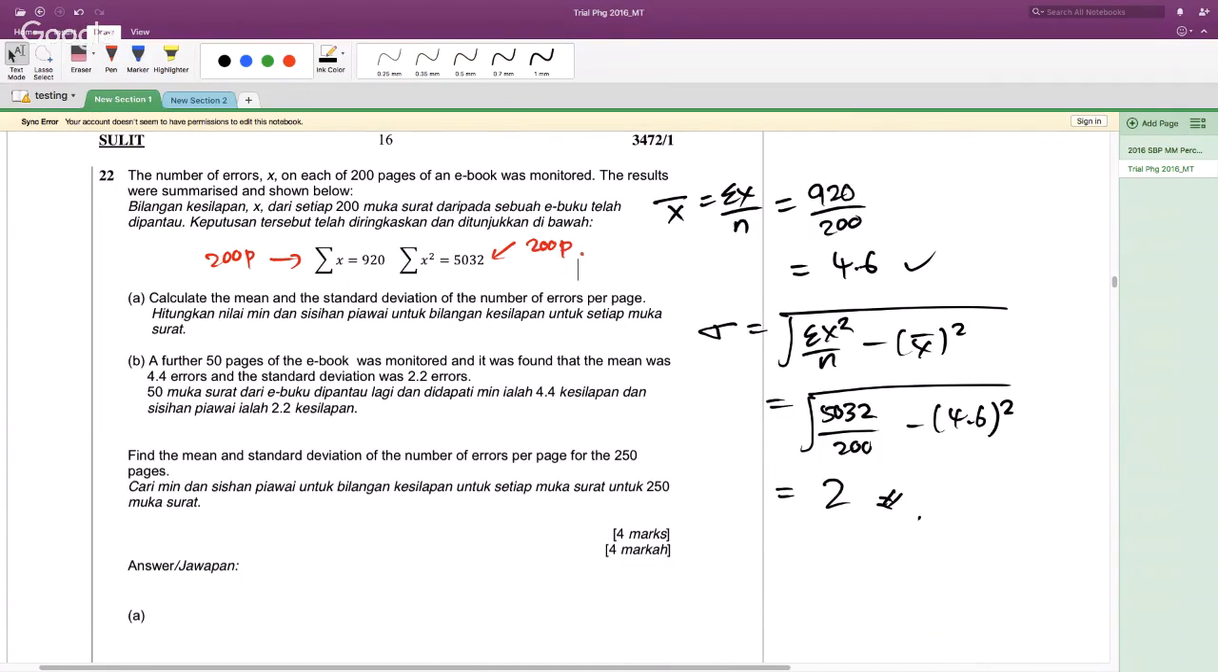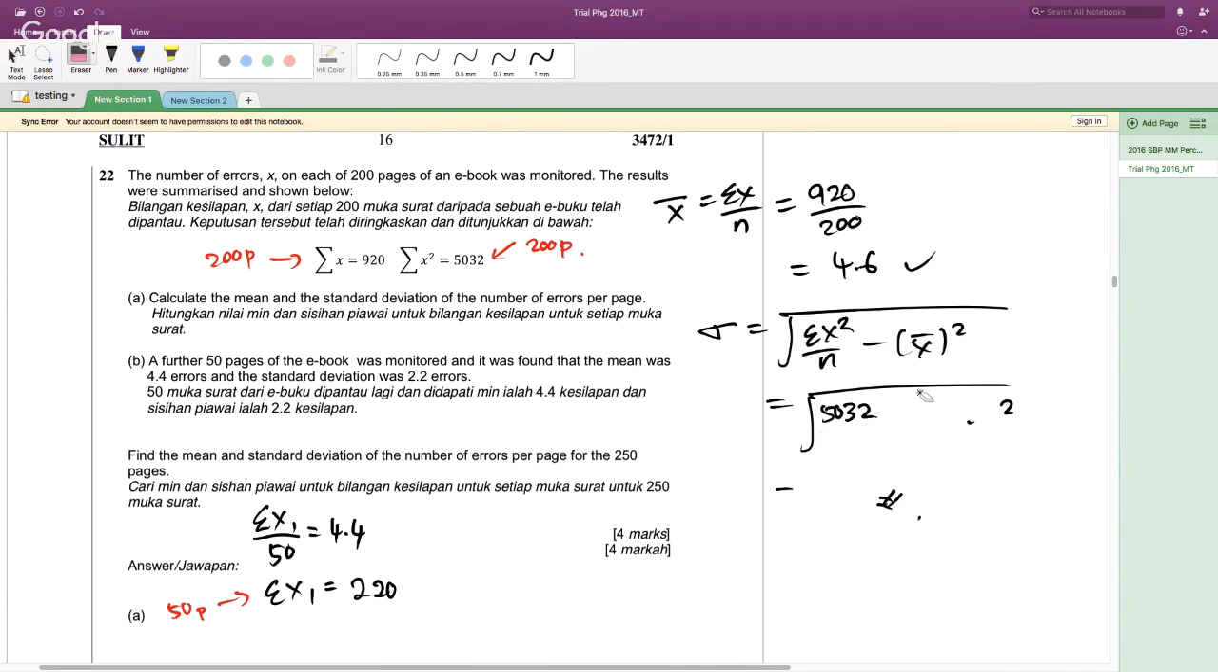So what I will do is find my so-called new mean. The question actually gives me the mean for the 50 pages, which is 4.4. So I apply the same thing: sum of X over 50 pages, I will get 4.4. This one I will call sum of X1. Sum of X1 is just 4.4 multiplied by 50. Now I have the sum of X1, for the 50 new pages.